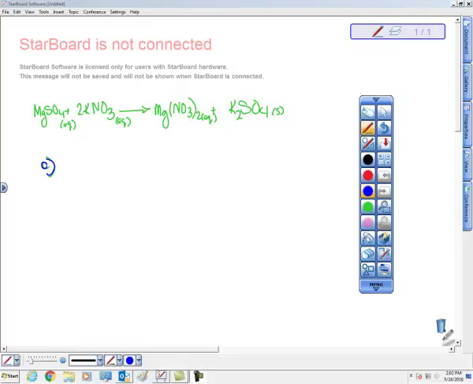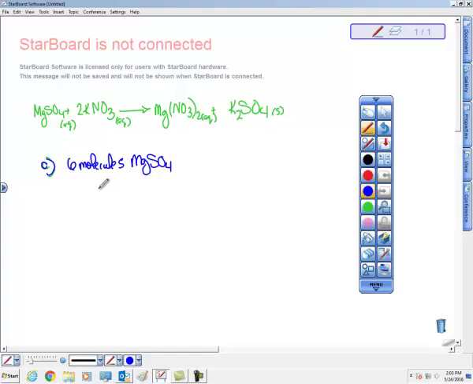Alright, last class we left off with 16C. So we're going to pick up from there, okay? We've got the balanced reaction sitting up on top, and 16C says if I could drop 6 molecules of MgSO4 in a bunch of KNO3, and it doesn't really specify how much, so just a bunch of KNO3. How many molecules of K2SO4 can I make?